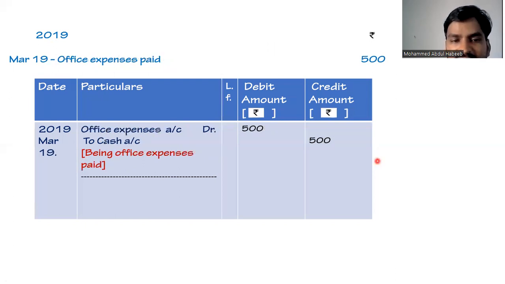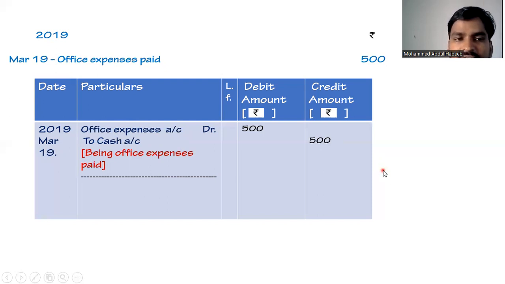Coming to the next transaction, which is on 2019 March 19. Office expenses paid 500 rupees. So here the date will be taken as 2019 March 19. Office expenses, as it is an expenditure, will be recorded on debit side, and as cash is going from the business, cash will be recorded on credit side, and the general entry becomes office expenses account debit 500 to cash account 500, and the narration will be being office expenses paid.